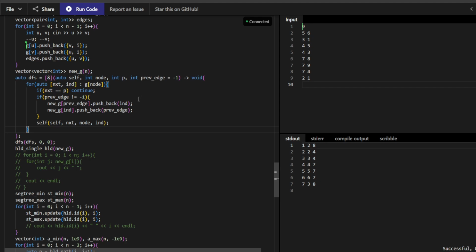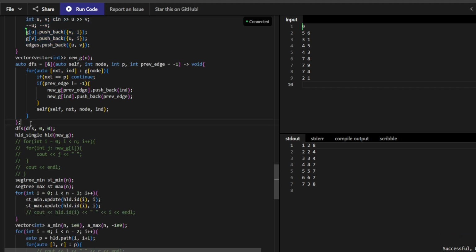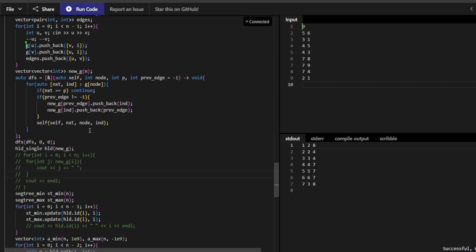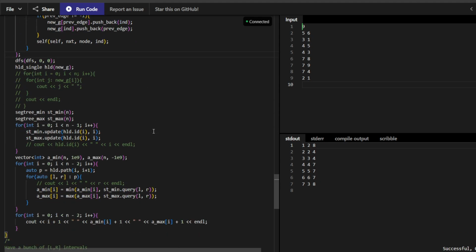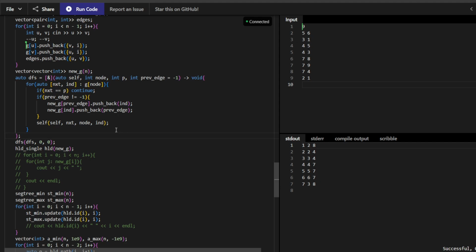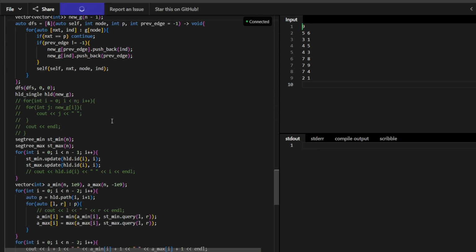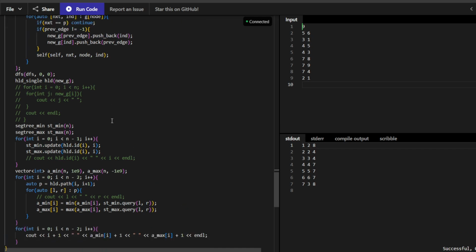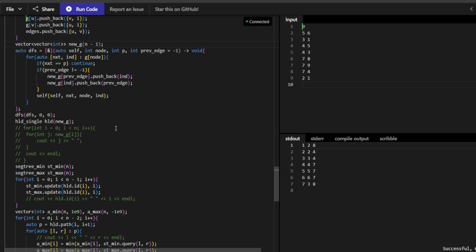Edges now push back UV. Wait, this is the DFS thing. That's just the normal one. Okay, so where are you constructing the new tree? Here, line 170. Oh, you're constructing it there. Are you sure that's correct? I mean, okay, yeah, print stuff out in the DFS and make sure it's right, I guess.